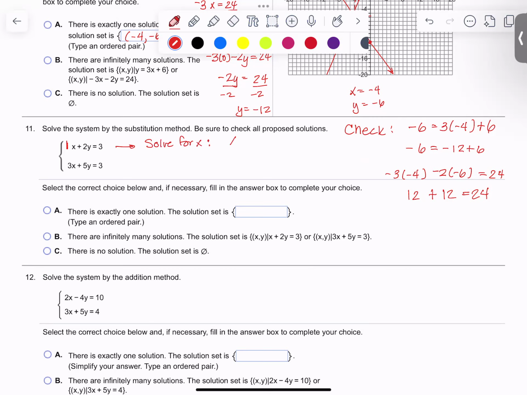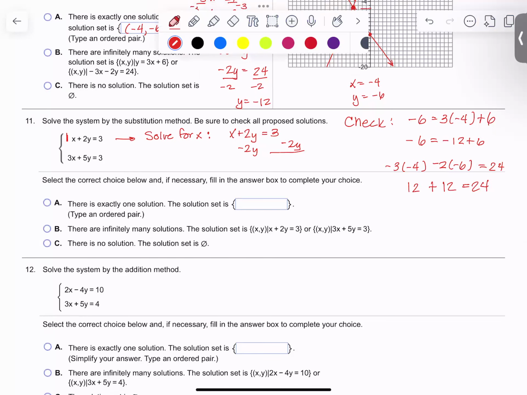To do that, I'm going to subtract the 2y from both sides. So over here on the right, I have 3 minus 2y. And on the left, I have x. So x is equal to 3 minus 2y.